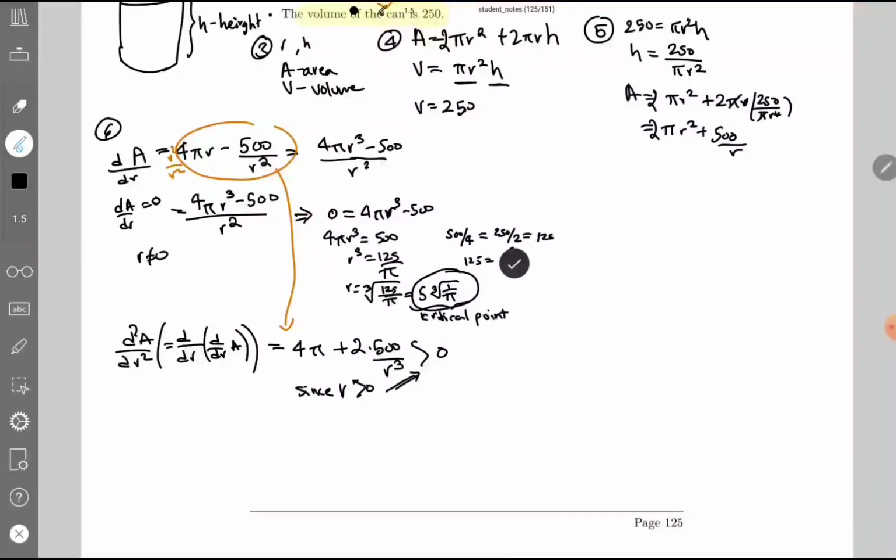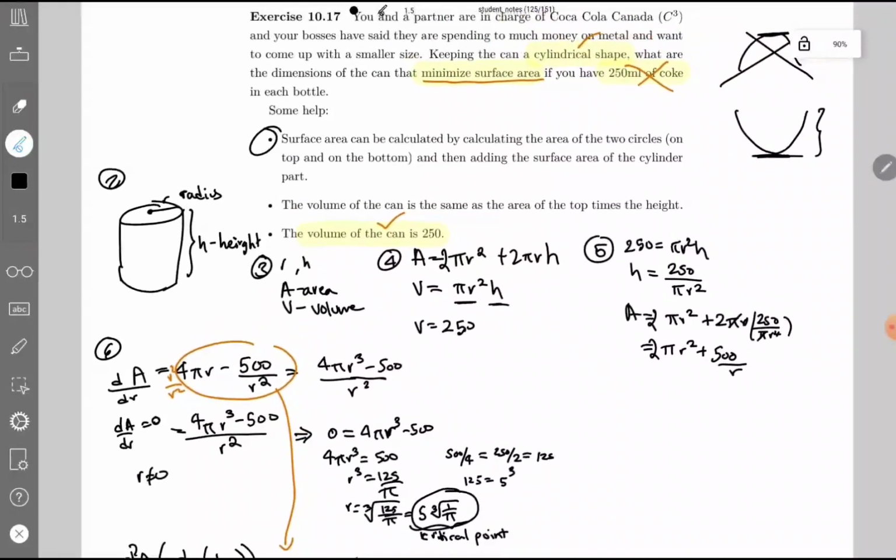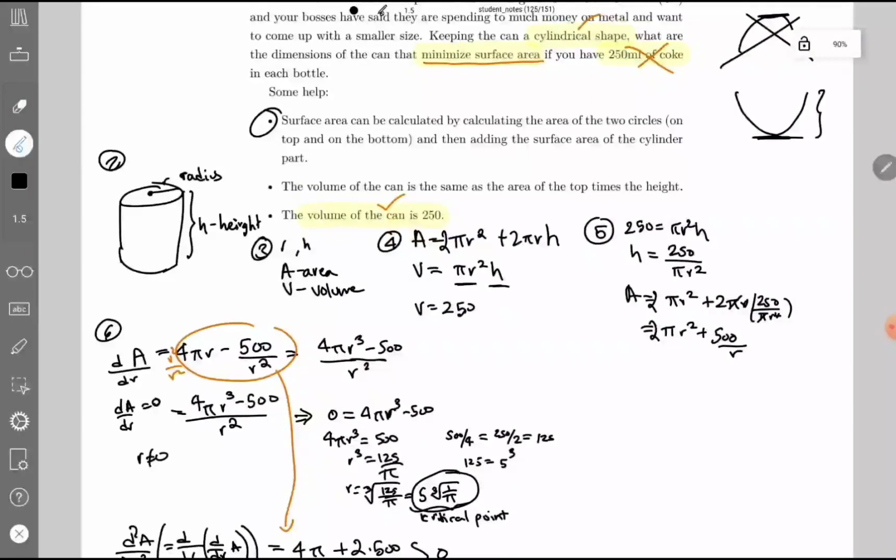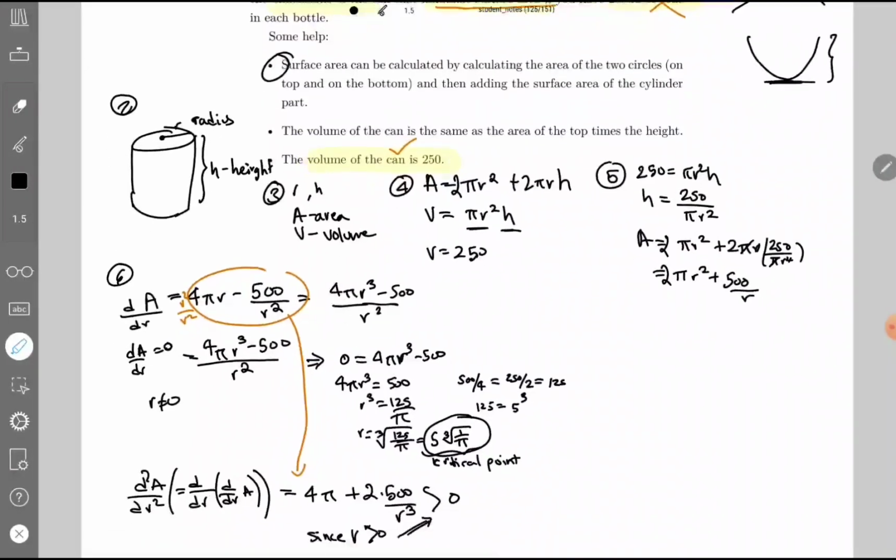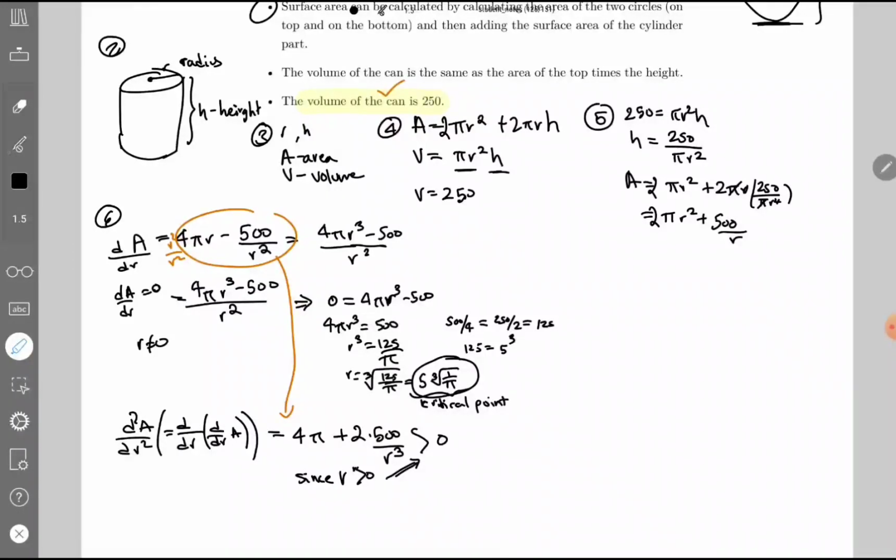So basically, what are we trying to calculate? What are the dimensions of the can? I should have highlighted this. What are the dimensions of the can? So let's calculate this. We need r to be 5 times the cube root of 1 over pi.